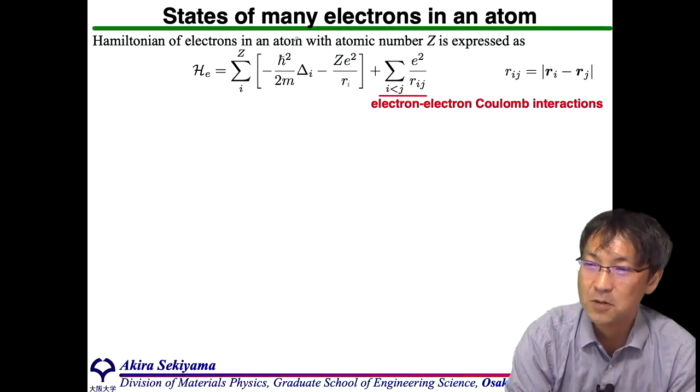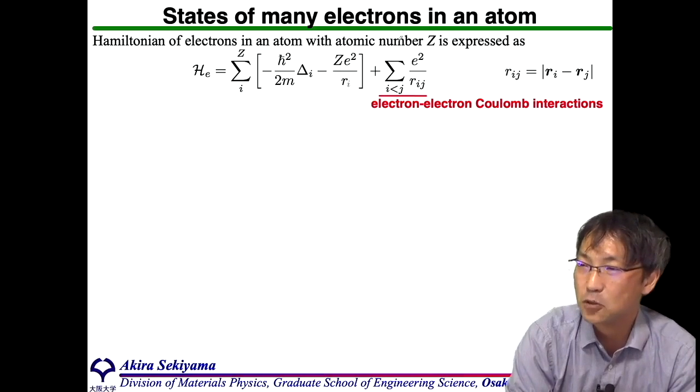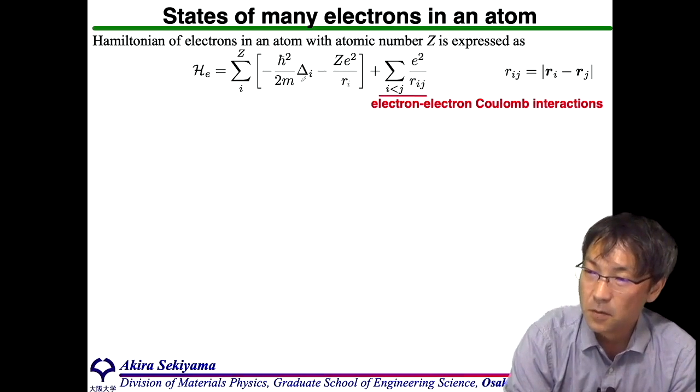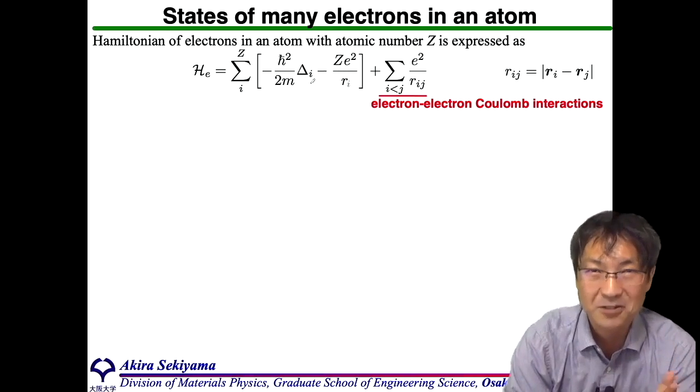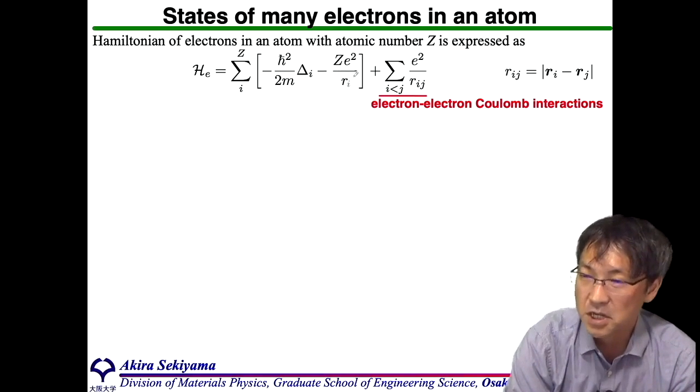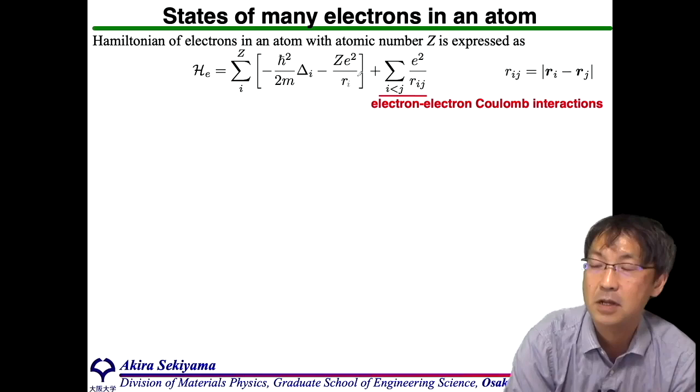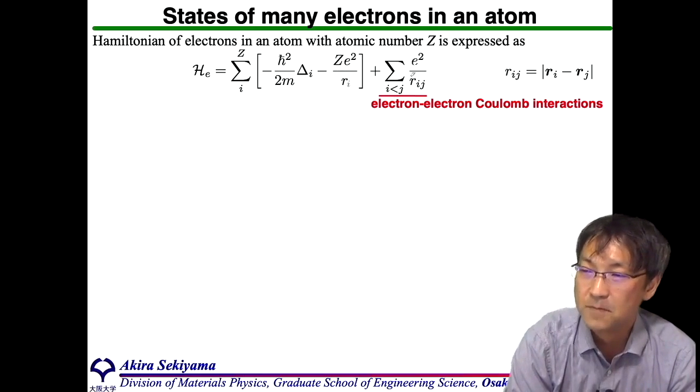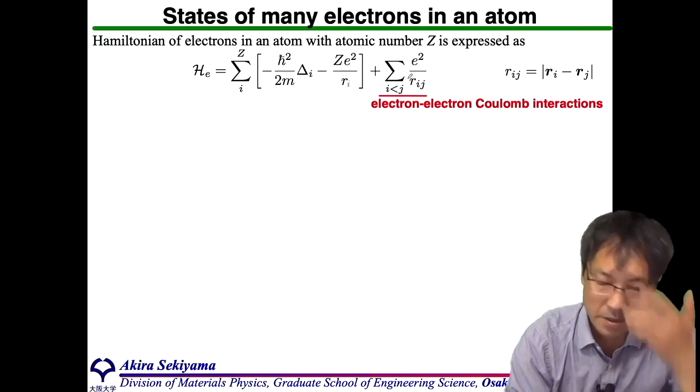So this is a Hamiltonian in atom with atomic number Z. The first two terms stand for the one-electron term, kinetic energy and potential from nucleus. And this term stands for the electron-electron Coulomb interaction.